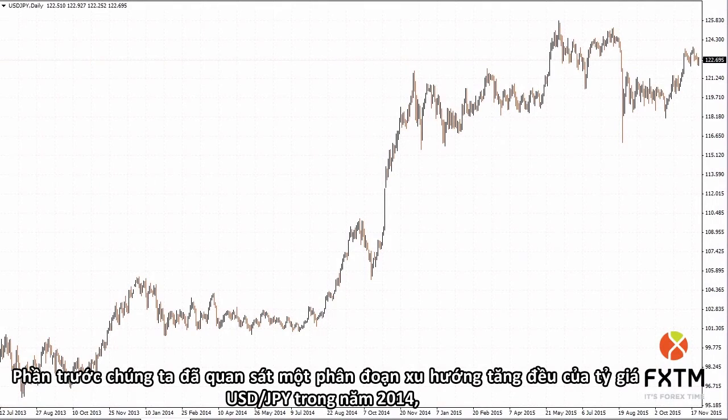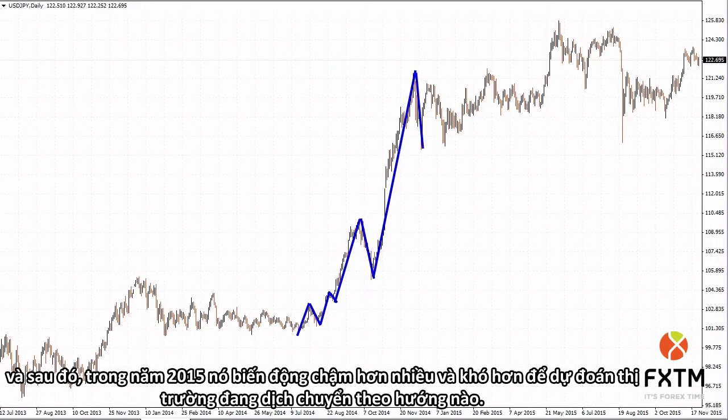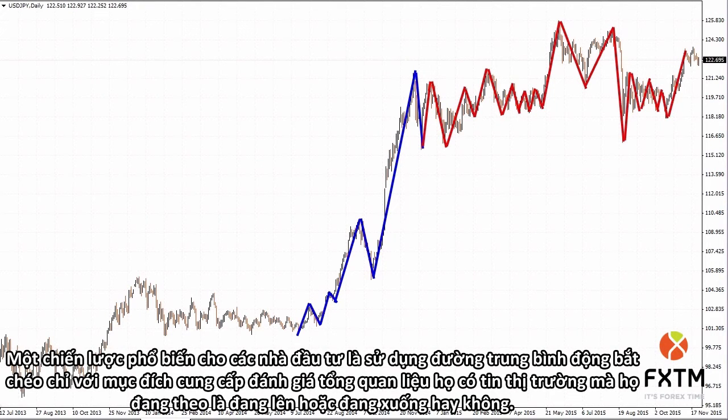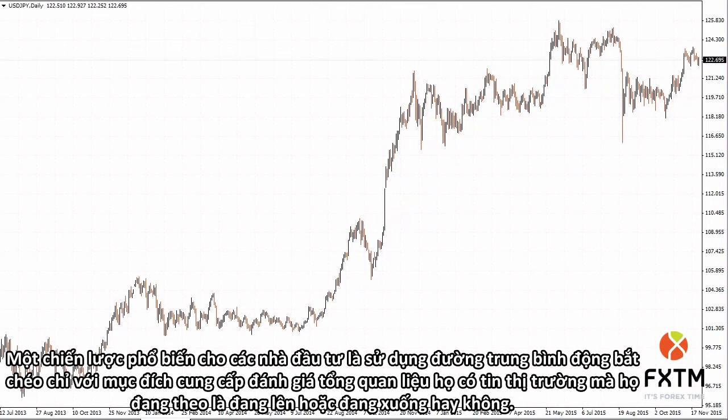So we looked at a trend segment on the dollar yen earlier where it was nice and bullish in 2014. And then through 2015, it got a lot more flat. It was more difficult to tell which direction the market was going. And a very common strategy for investors to use just to provide a general overview of whether or not they believe the market that they're following is in an uptrend or a downtrend is to use a moving average crossover.